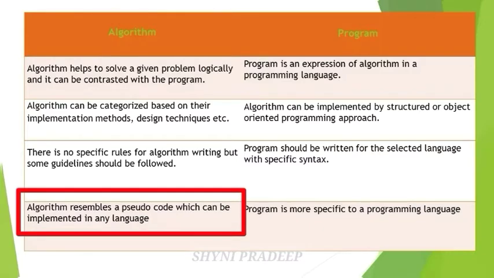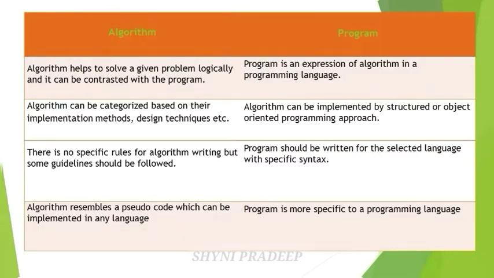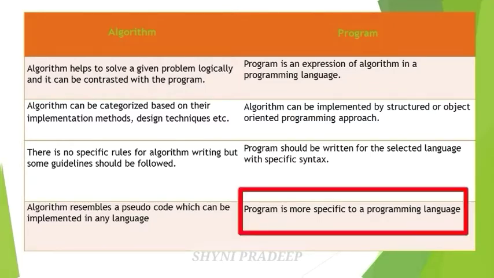Last point, the algorithm resembles pseudocode, which can be implemented in any language. An algorithm is an idea about how to write the code, but what is pseudocode? Pseudocode is written text; you need to communicate that idea. So we write the pseudocode in plain English. It describes how to implement an algorithm without getting into syntactical details. It is implemented later in any programming language, whereas the program is more specific to the programming language. A program is always more specific.